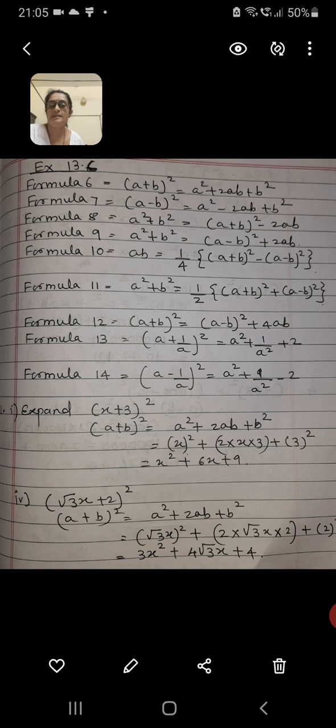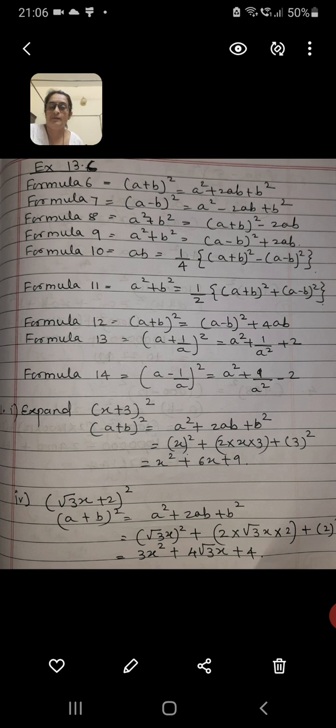Formula 7 is a minus b whole square. So only the second term's sign is going to change, that is a square minus 2ab plus b square. Formula 8 is a square plus b square, that gives us a plus b the whole bracket square minus 2ab. A square plus b square may also be a minus b the whole bracket square plus 2ab. Formula 10 is ab is equal to 1/4 in the bracket a plus b square minus a minus b bracket square, the whole bracket is closed.